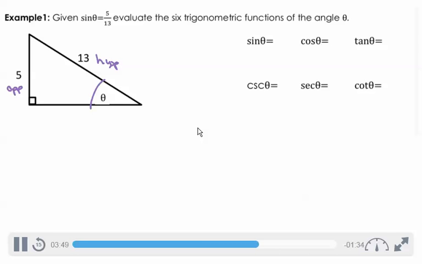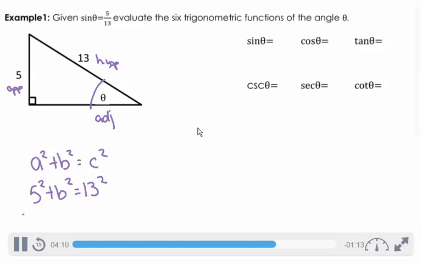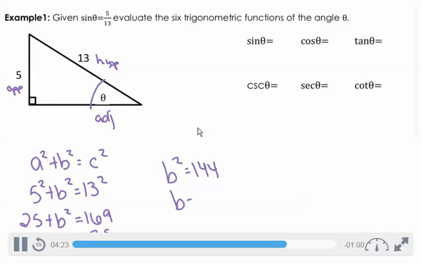So before you can do anything here, what you need to do is figure out the value of this adjacent side. So we're going to go ahead and use the Pythagorean theorem. Remember, that is a squared plus b squared equals c squared. So your c squared is always your hypotenuse. So 5 squared plus b squared equals 13 squared. Evaluate those. 25 plus b squared equals 169. Subtract that 25 from each side. You're going to get that b squared equals 144, which means b is 12. So b here is 12.